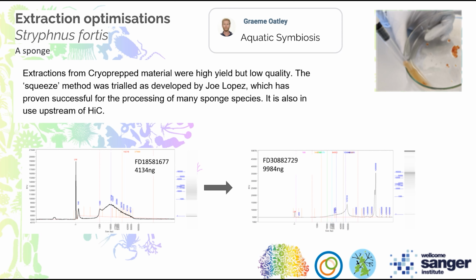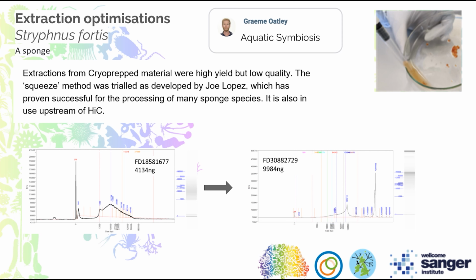So you can see on the left-hand side, again, we've got the before and after. There's quite a lot of DNA on that extraction on the left. However, I suspect most of that is bacterial. And then on the right-hand side, we now start to see a good peak in the ultra-high molecular weight zone, and we've got a lot higher yield from this extraction. So this was an extraction after having done the squeeze method.